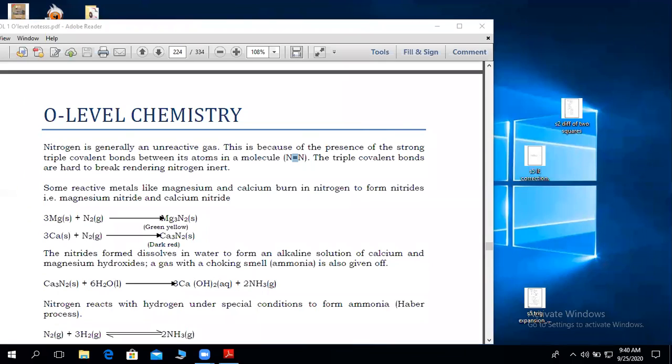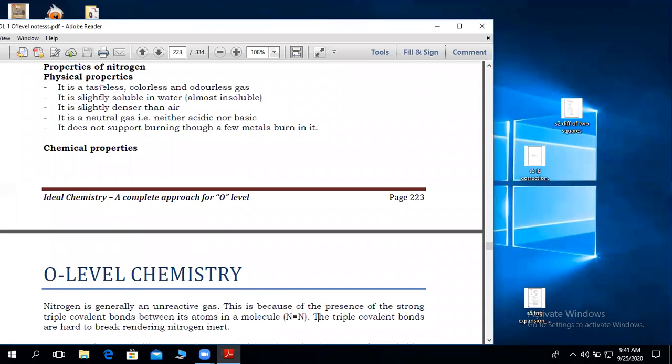Any other question? Peter, yes. When you are stating one of the physical properties of nitrogen, do you have to put all the properties of tasteless, odorless, all in one point, or you can separate them? You can separate them. It is tasteless, colorless, odorless. You can separate them because they mean different things. Taste, you are using your tongue.